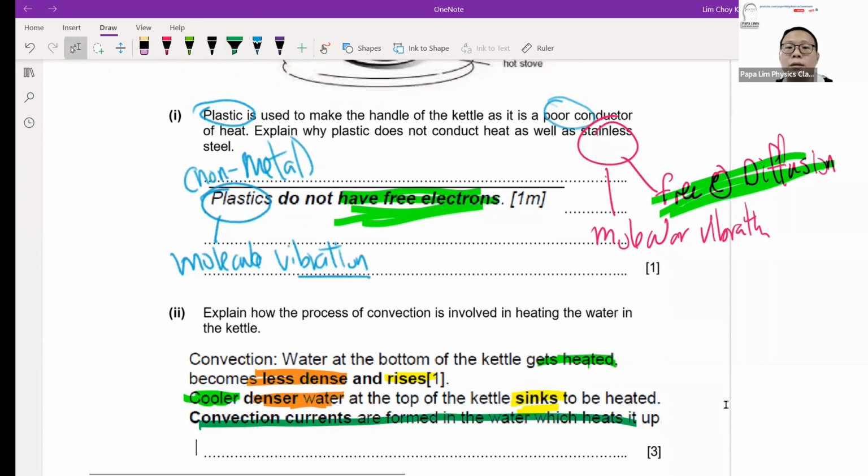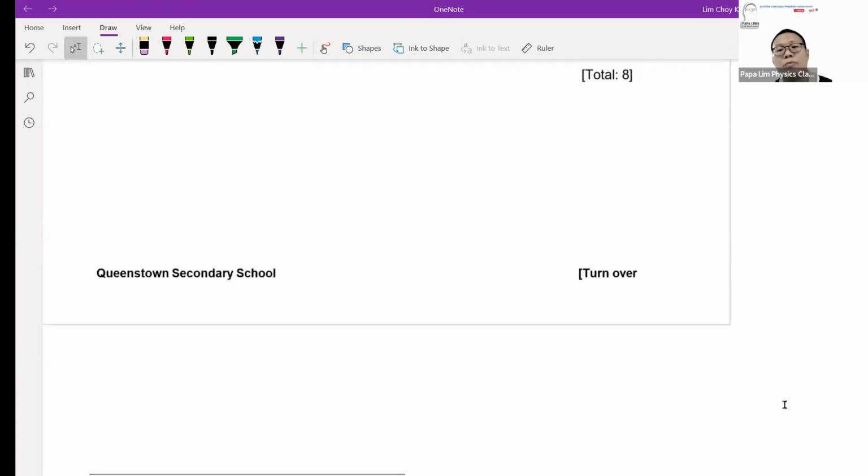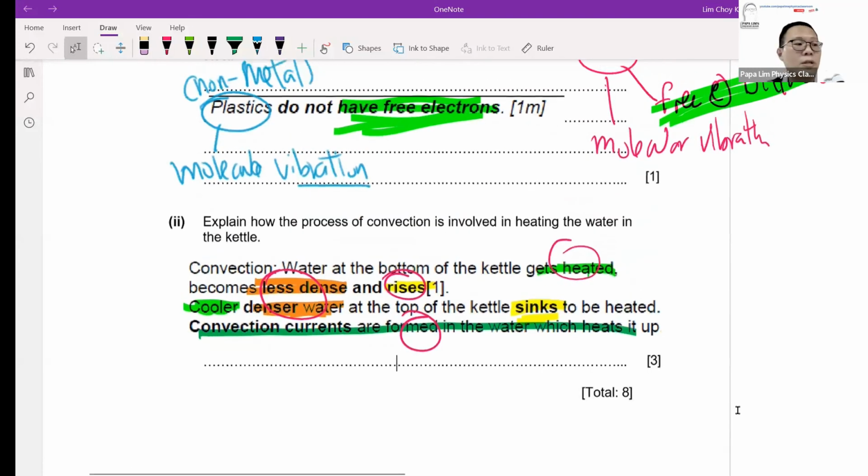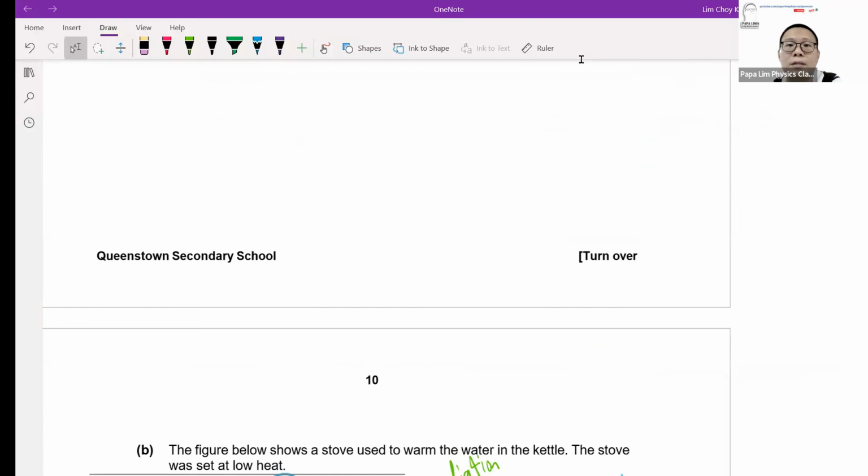So if you look at the explanation for convection current, it actually consists of 4 sections: the green one, yellow one, orange, and the dark green. These are the keywords that are needed to illustrate the understanding of convection current. And with this, we have reached the last segment of this particular paper.